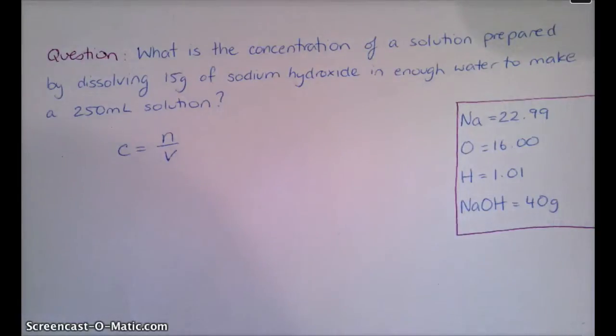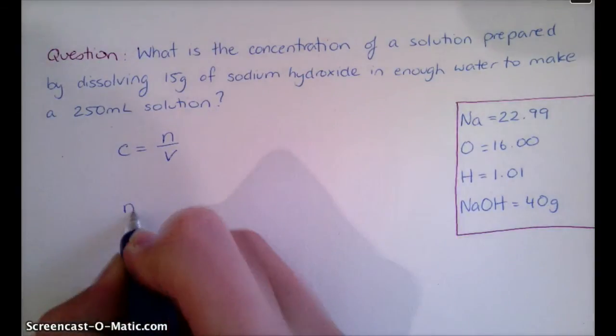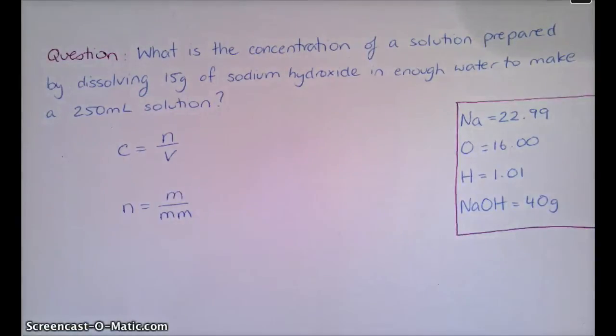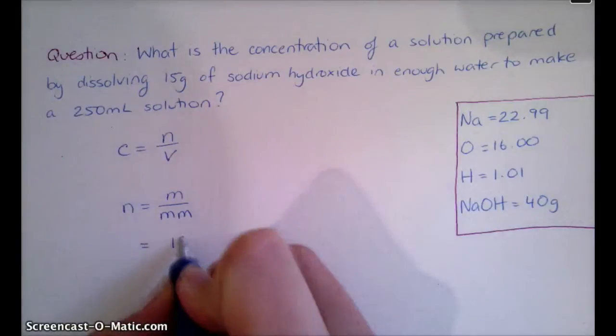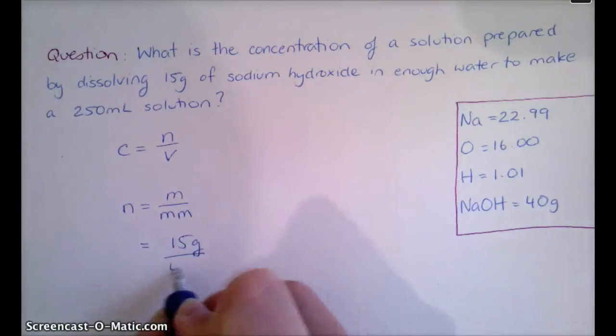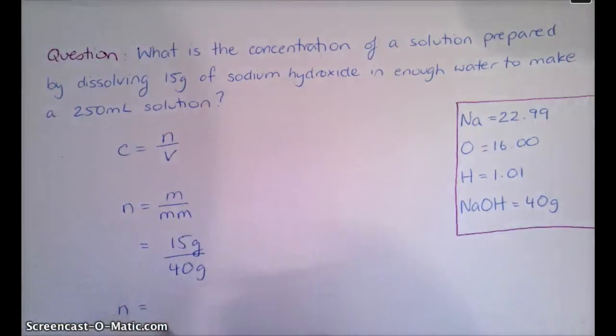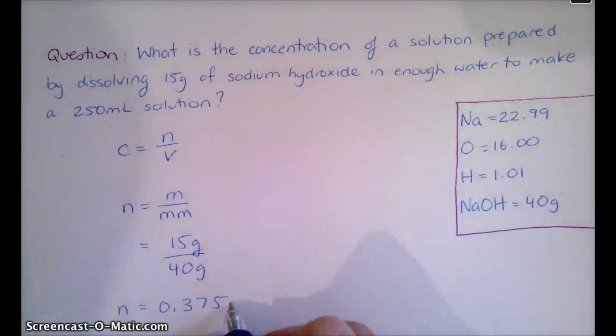So before we can start using the concentration formula, we actually need to calculate the number of moles of the sodium hydroxide. And remember, we use this formula, the number of moles equals mass over molar mass. From the question, we can see that we have 15 grams of sodium hydroxide and the molar mass as worked out over here is 40 grams. So the number of moles that we have is 15 divided by 40, which gives us 0.375 moles.